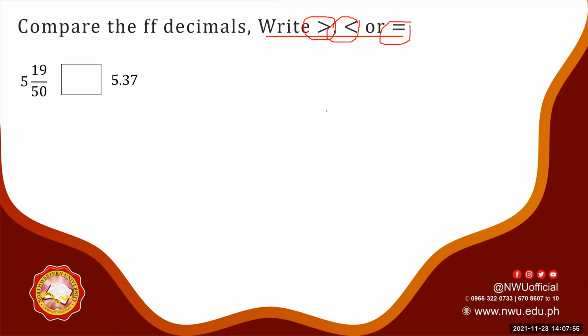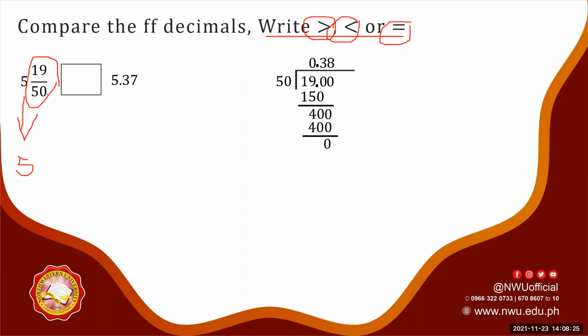This is the example I mentioned earlier: what if a given is a decimal or a fractional number? Of course, that is the time when you need to change that fraction into decimal. So our 5 and 19 over 50 means it has a whole number, and we just change this. As you continue, 19 over 50 gives you 0.38. So our 5 and 19 over 50 is equivalent to 5.38.